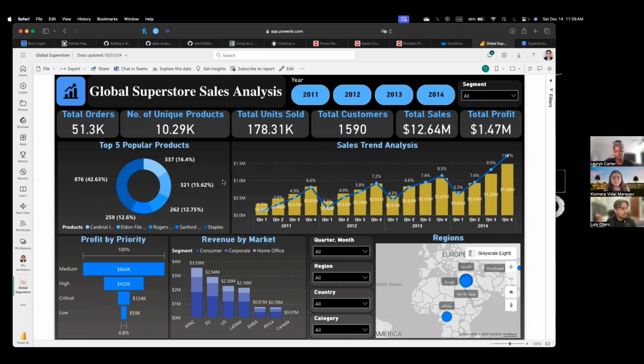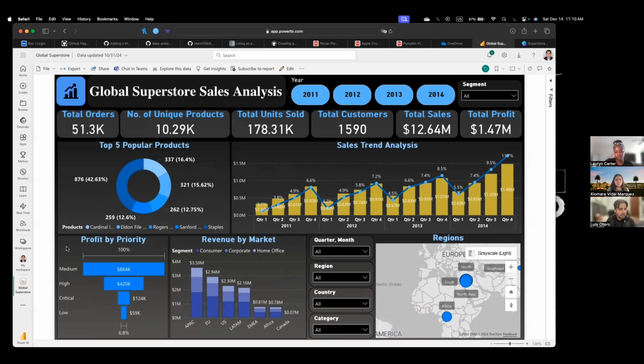If we look at this donut chart, this highlights what the top 5 popular products are. So we have Cardinal Index tabs, Eldon File Cart. These are generating significant sales volume. So the dominance of these products suggests that the company has identified a well-targeted product mix that resonates with its customers. So focusing on these high-performing products ensures steady revenue contributions.